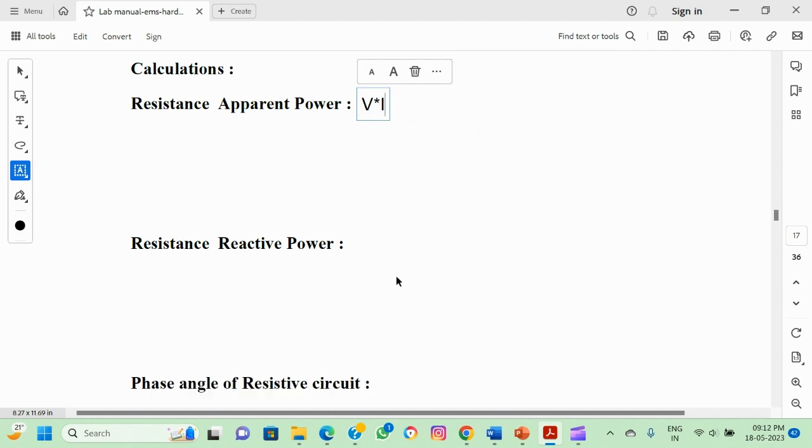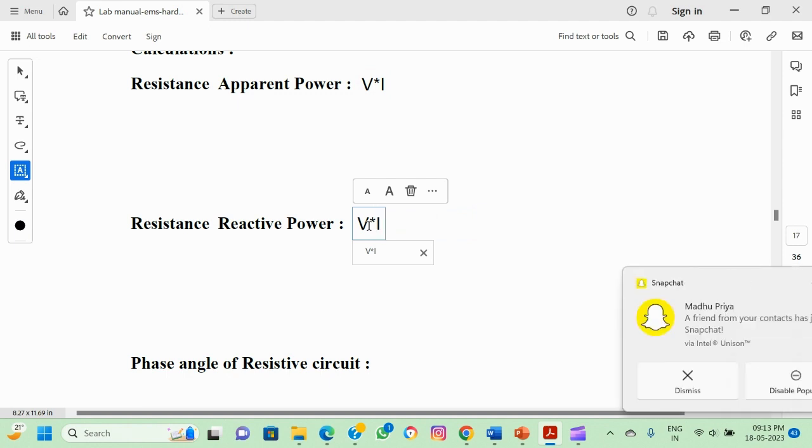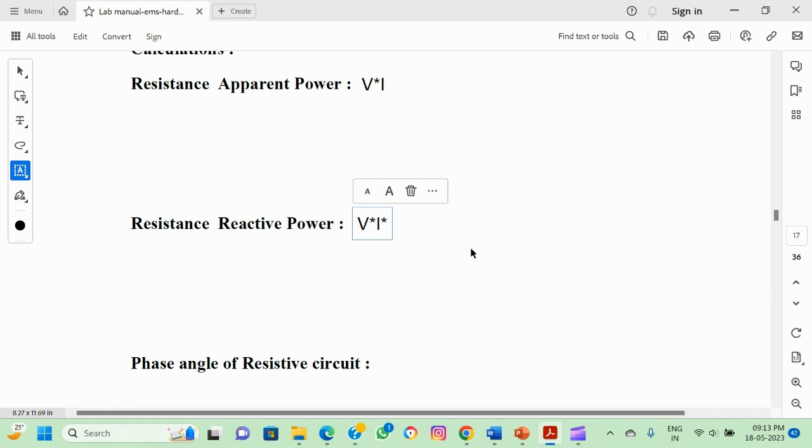Okay. And reactive power, how will we calculate it? V multiplied by I multiplied by sin phi, sin theta.